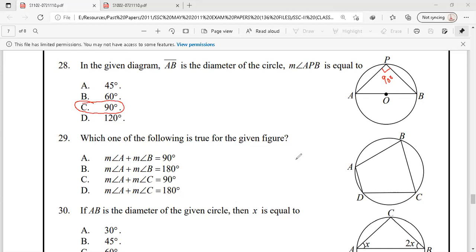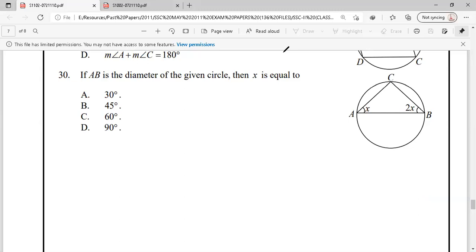Then, which of the following is true for the given cyclic quadrilateral? We know that in a cyclic quadrilateral, the opposite angles of an inscribed quadrilateral of a circle are always supplementary. So A and C will be supplementary to each other. Similarly, B and D will be supplementary to each other. So the correct answer is option D, in which angle A plus angle C is equal to 180 degrees.